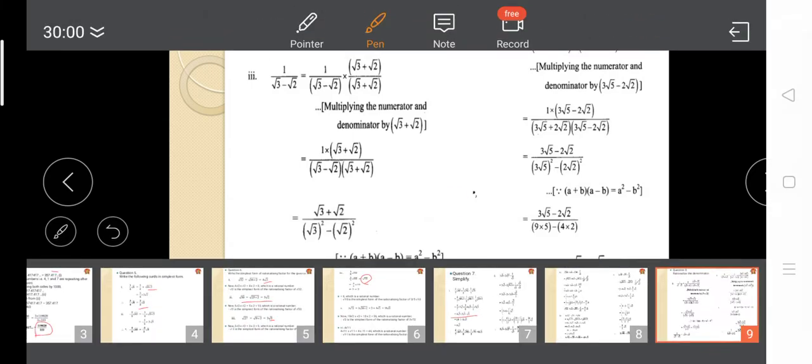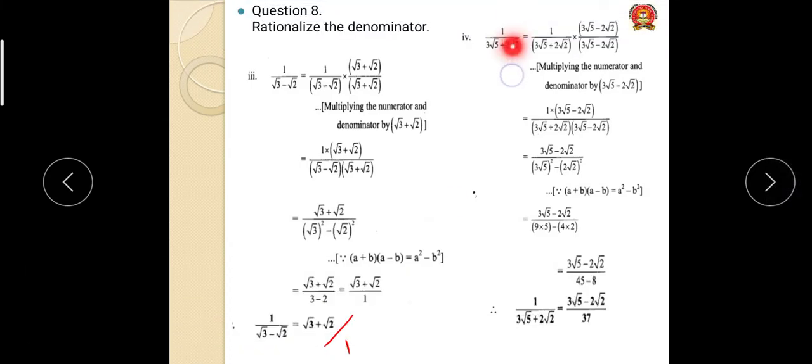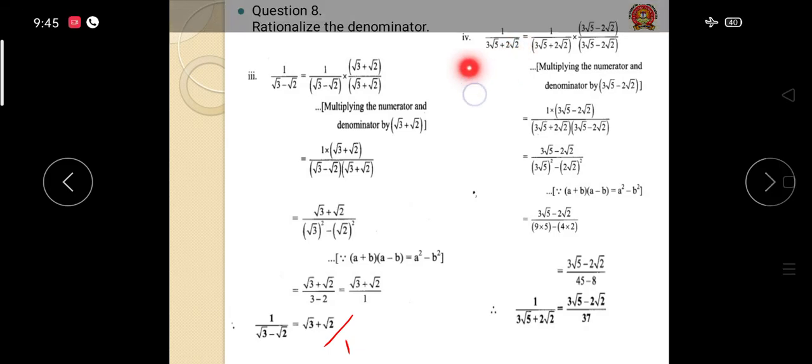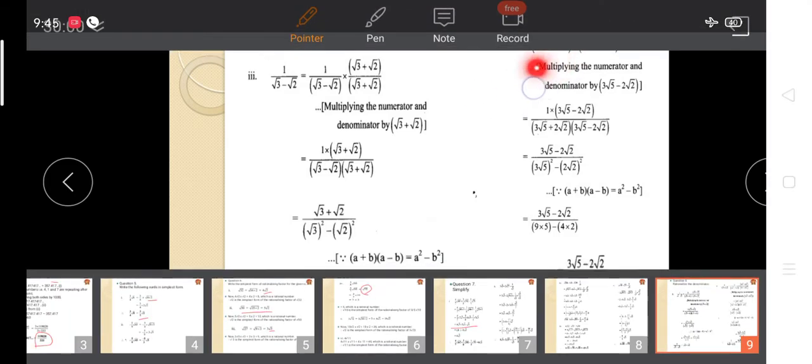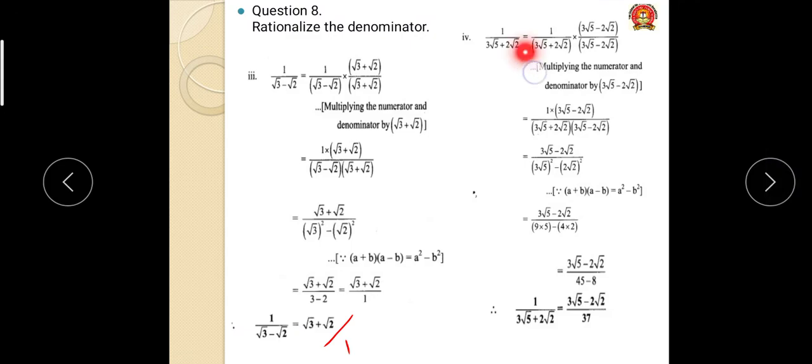Very simple. Now the next question, students: 1 upon 3 root 5 plus 2 root 2. Don't be confused. Only two terms are there. How do we take a conjugate pair? Just change the sign. Don't change the terms, only change the sign. So 1 by 3 root 5 plus 2 root 2 multiplied by its conjugate pair. Instead of plus, you have to take a minus. After multiplication, you will get the same.